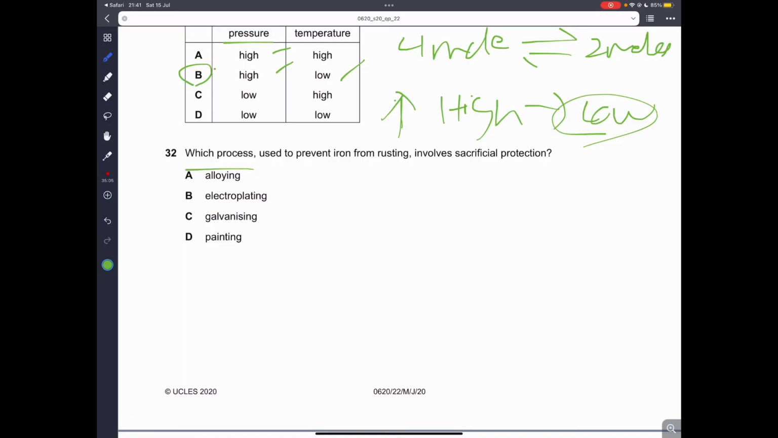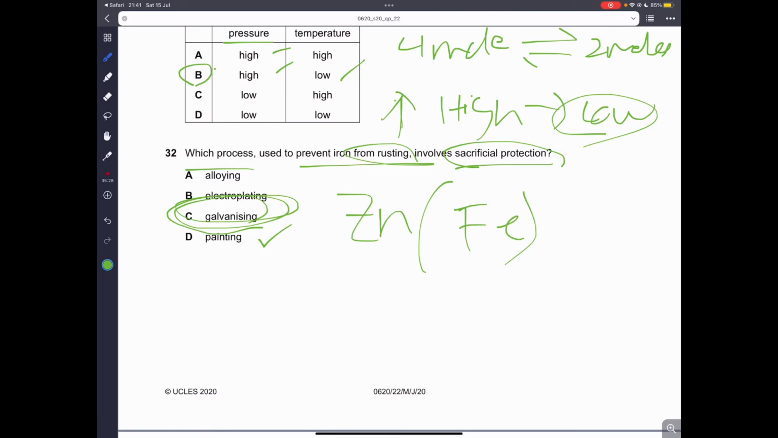Question 32. Which process used to prevent iron from rusting involves sacrificial protection? So to prevent iron from rusting, you have to paint. But it's a sacrificial protection. So galvanizing is actually sacrificing. Basically, the zinc that's being coated on the iron is going to sacrifice itself.